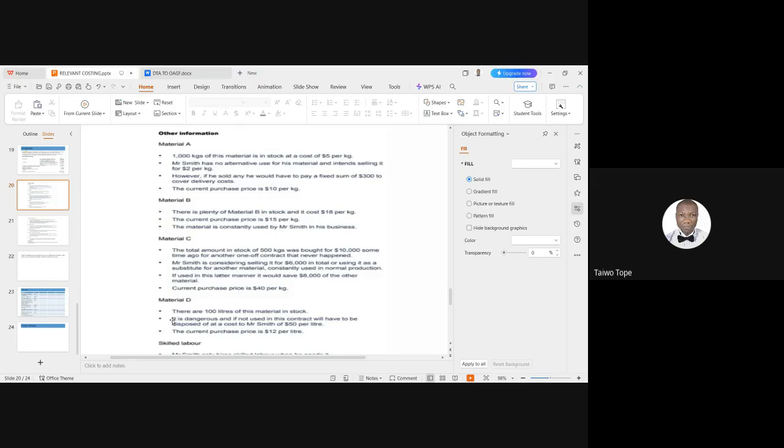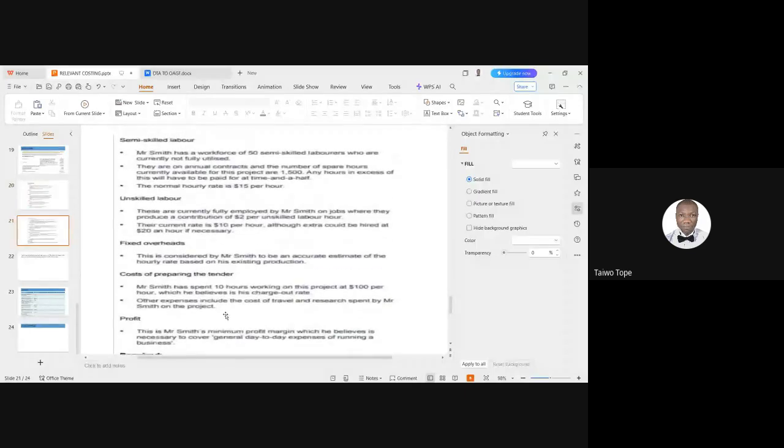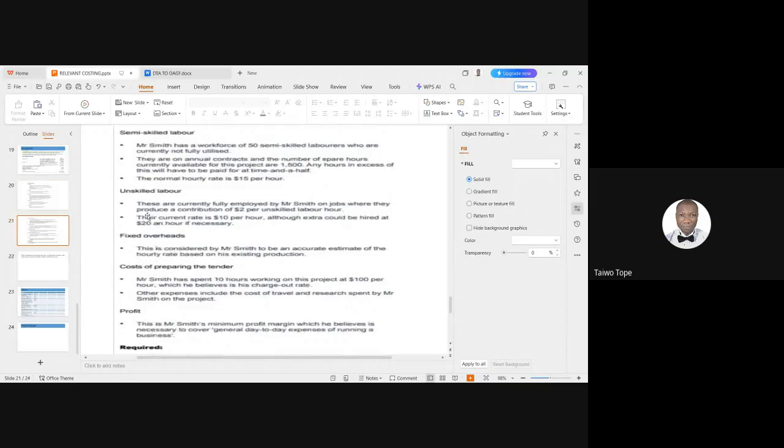Material D, there are 100 liters of this material in stock. It is dangerous, and if not used in this contract, it will have to be disposed of at a cost to Mr. Smith, because it is a dangerous material. In disposing of this material, Mr. Smith will incur a cost of $50 per liter. The current purchase price is $12 per liter. So it is an interesting one. If you can look at it and come up with a solution, that will be fine.